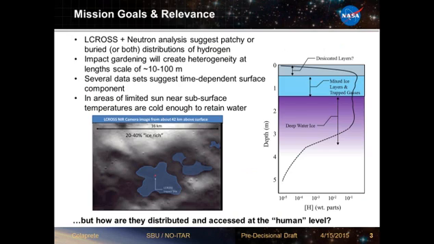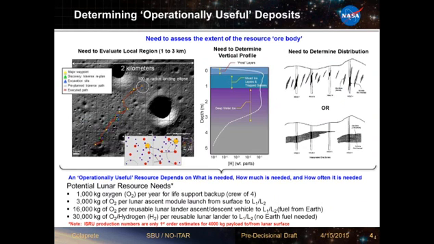This slide takes that concept a step further. We really ultimately need to determine the operationally useful deposits of water ice on the moon if it's to be used as a resource. And so to that end, we really need to assess the extent of the resource or ore body. And again, these cartoons kind of restate what I just did on the previous slide. We need to understand the lateral distribution across scales of tens to hundreds of meters, kilometers. We need to understand how it is mixed vertically.